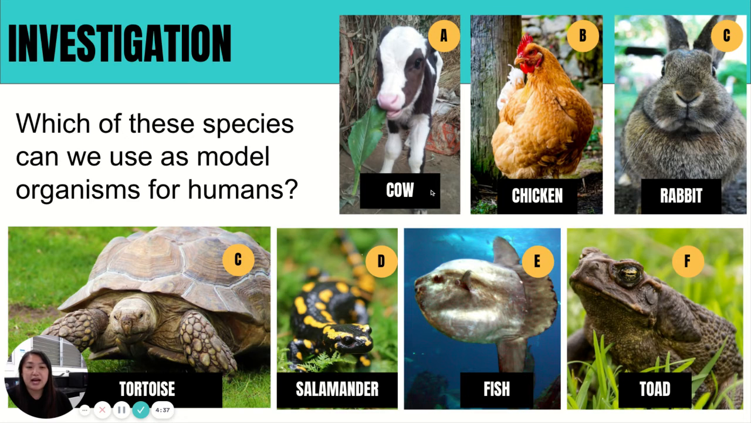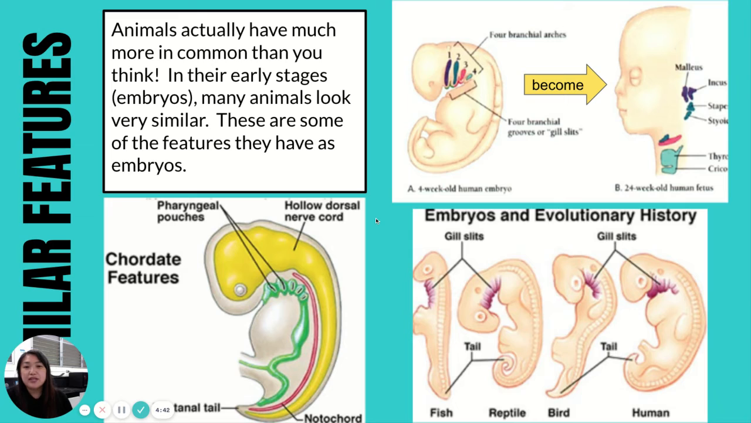Okay, so you have cows, chickens, rabbits, tortoises, salamanders, fish, and toads to choose from. So what you're going to be doing is reading about different features of embryos. This is what you look like when you're a tiny little thing, way, way before you're even born. A 4-week-old human embryo looks something like this. It's crazy, I know.